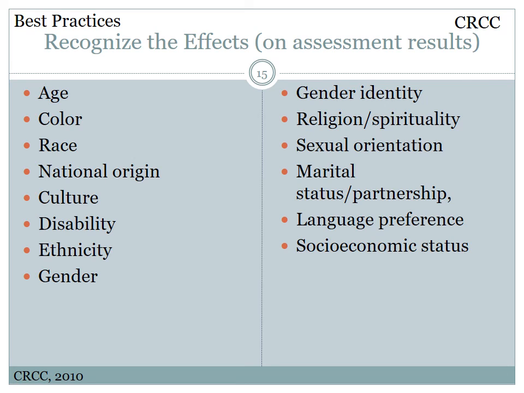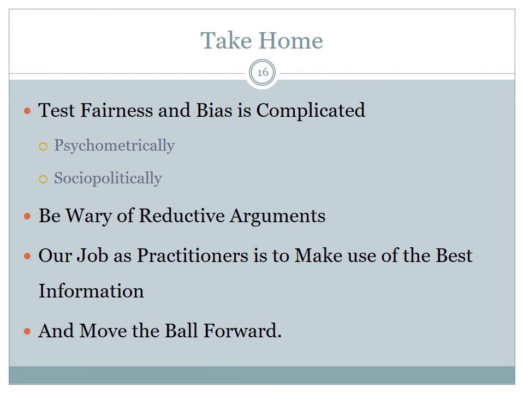Kind of reiterating here, but there are all kinds of characteristics that can affect assessment results: age, color, race, national origin, culture, disability, ethnicity, gender identity, religion. All of these social characteristics can affect the viability of test results. So really what I want us to think about is that test fairness and test bias are complicated ideas, psychometrically and sociopolitically. I think it's important for us as professionals to know the difference between fairness and bias, and hopefully we've covered that a little bit.